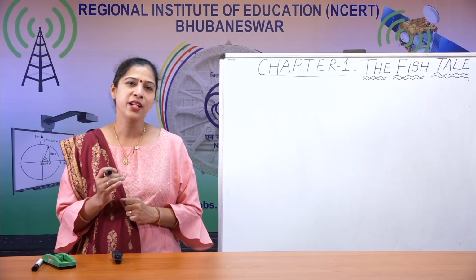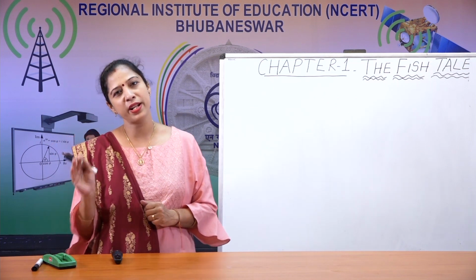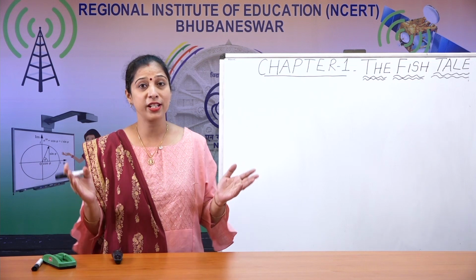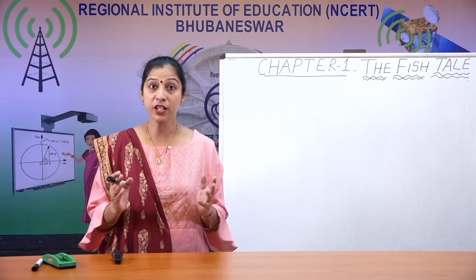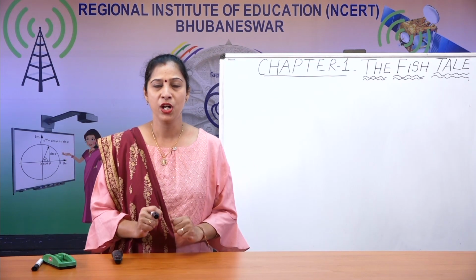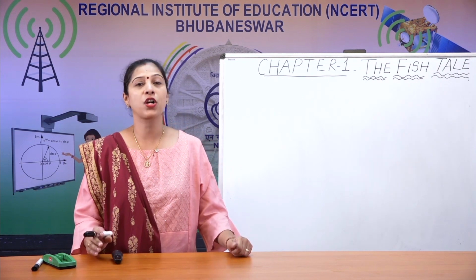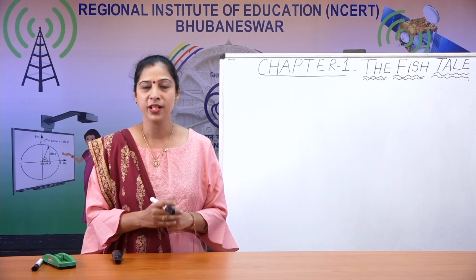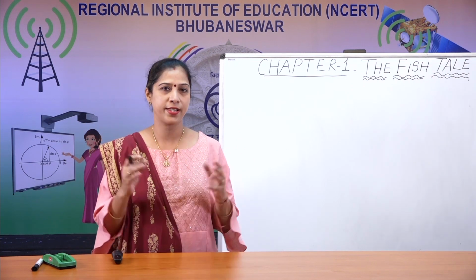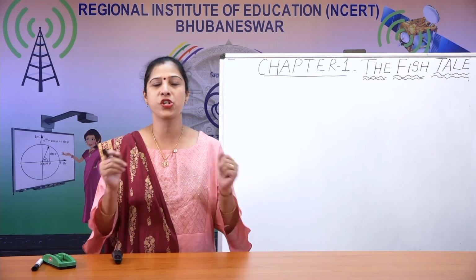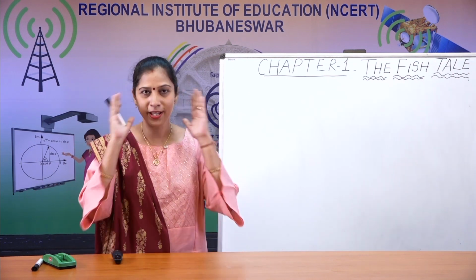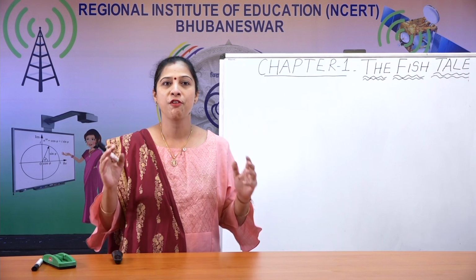Now, children, from the beginning, when you were in nursery, you must have heard this poem. मछली जल की रानी है जीवन उसका पानी है. So the fish is the queen of the water. Whenever we think of any water, whether it is a river, a sea, or an ocean, we always think of fish only. The first thing that comes to our mind is fish.